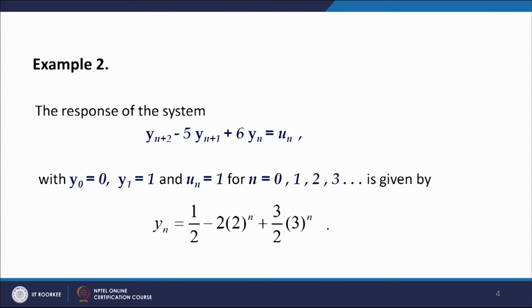So, here we shall see that the sequence y(n) is equal to 1 by 2 minus 2 times 2 to the power n plus 3 by 2 times 3 to the power n. Let us see how we get the solution of this. It is a very simple difference equation.